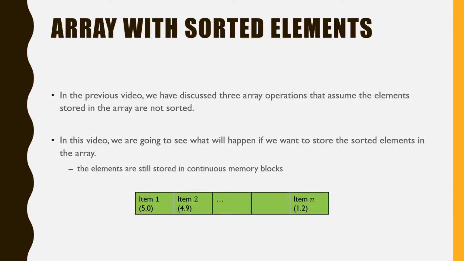Now, recall that all the operations we introduced in the last video assume that the items are not sorted. Would it change those operations if we are dealing with a sorted array now? Remember that when we discussed the operations in the last video, the key idea we kept in mind was that the data elements were stored in continuous blocks. And now, in addition to ensuring the elements remain stored in continuous memory blocks after any operation, we further need to ensure that the elements remain sorted.